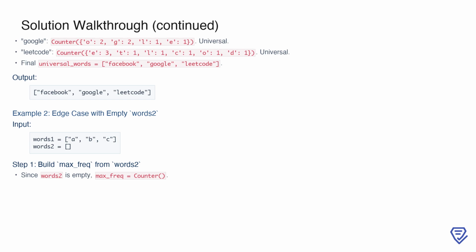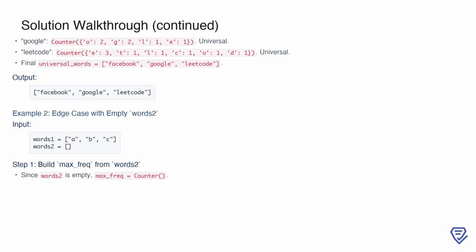Next, we check the remaining words in words 1. The word Google has the required counts for both E and O, so it qualifies as universal. Similarly, LeetCode also meets the constraints. After evaluating all the words, the final list of universal words is Facebook, Google, LeetCode, which is returned as the output for this example. Now, let's look at an edge case where words 2 is empty.